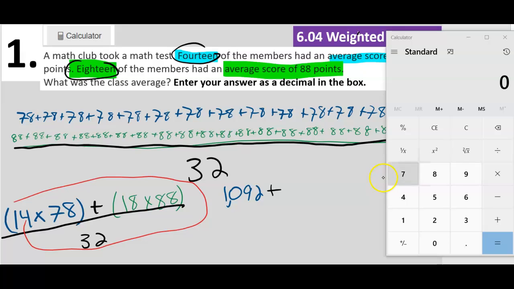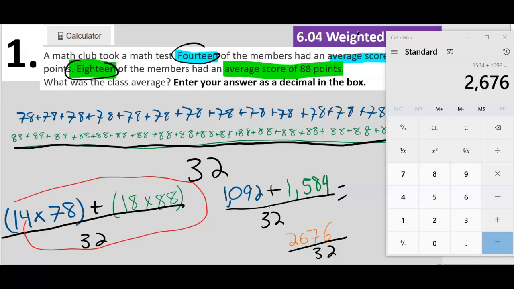Okay, then we have 18 times 88. 1584, that's going to be our green number. So when I add 1092 plus 1584, I have 2676. I'm just going to take that, it's already there, and divide it by 32 and get my final answer, 83.625.